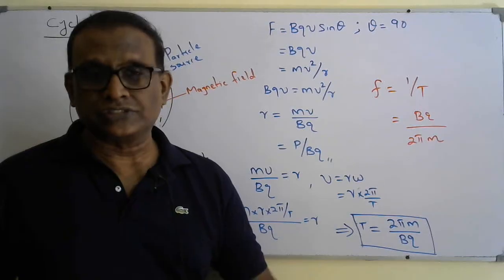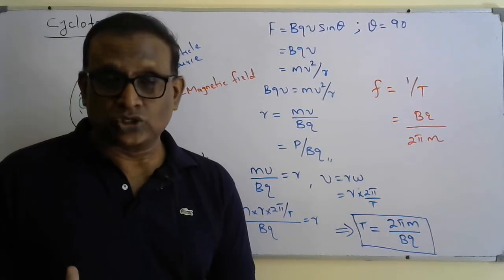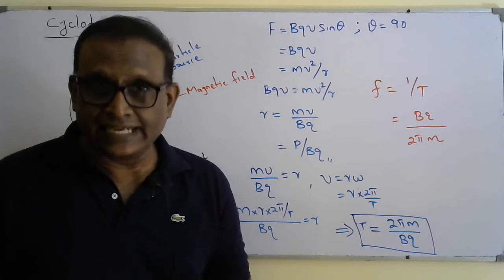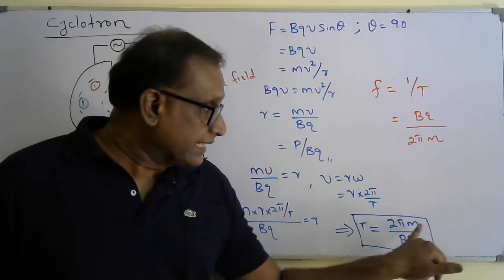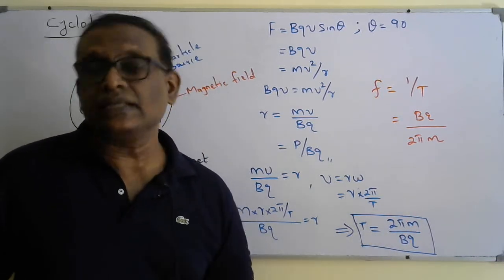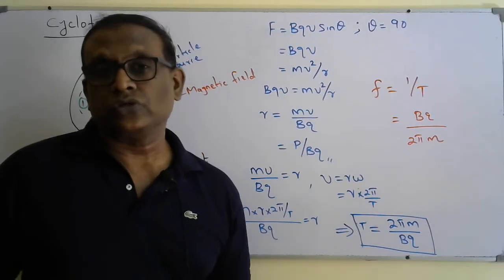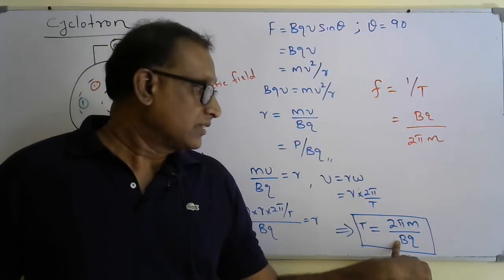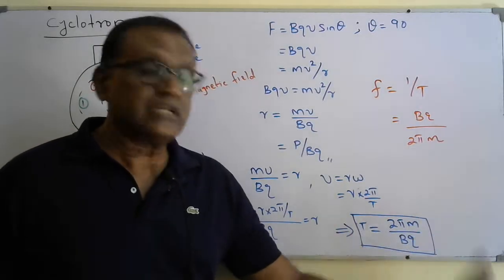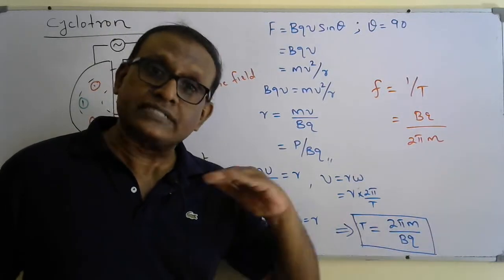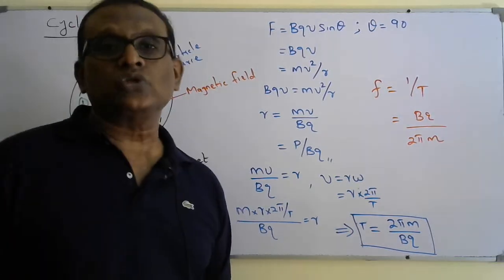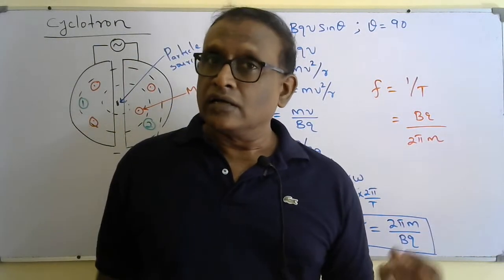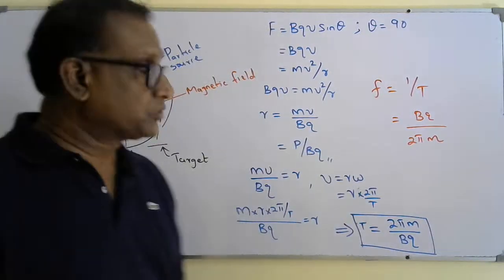So there are two solutions. One is the synchrocyclotron, in which the period of the AC signal is changed according to the increase in mass of the particle. The other one is the synchrotron, in which the magnetic field strength is increased according to the change in mass of the particle, and the time period is kept constant. These are the two solutions for the drawback in the cyclotron.